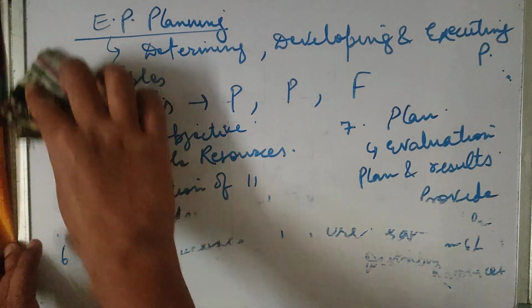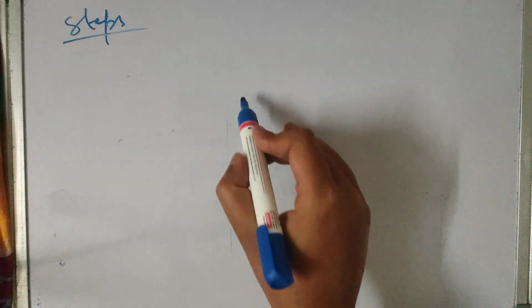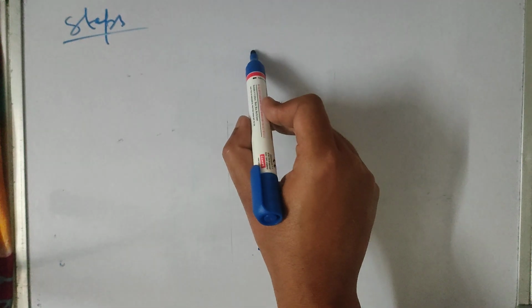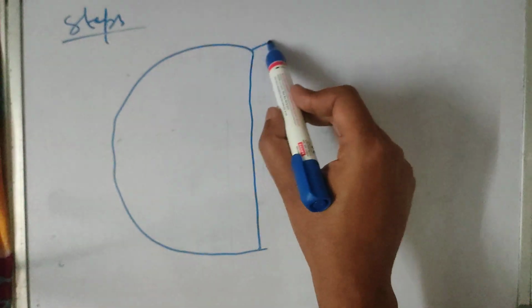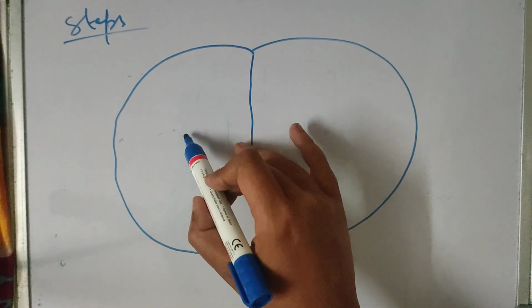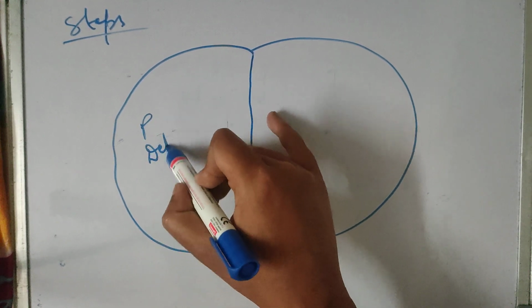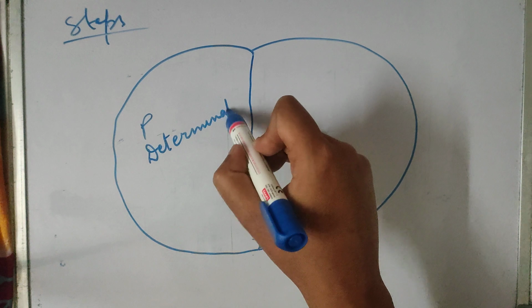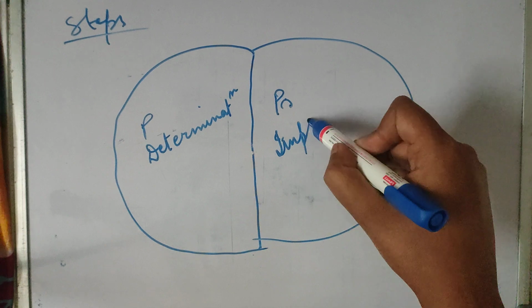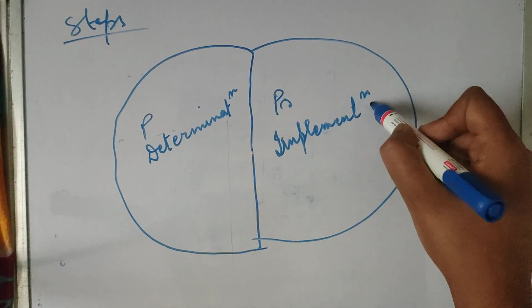So these are the principles of extension program planning. Now what are the steps of extension program planning? To make it interesting, let me describe it using a graph. If you divide it into two circles, the first circle indicates program determination, and the second circle indicates program implementation: how the program is determined and how it is implemented.